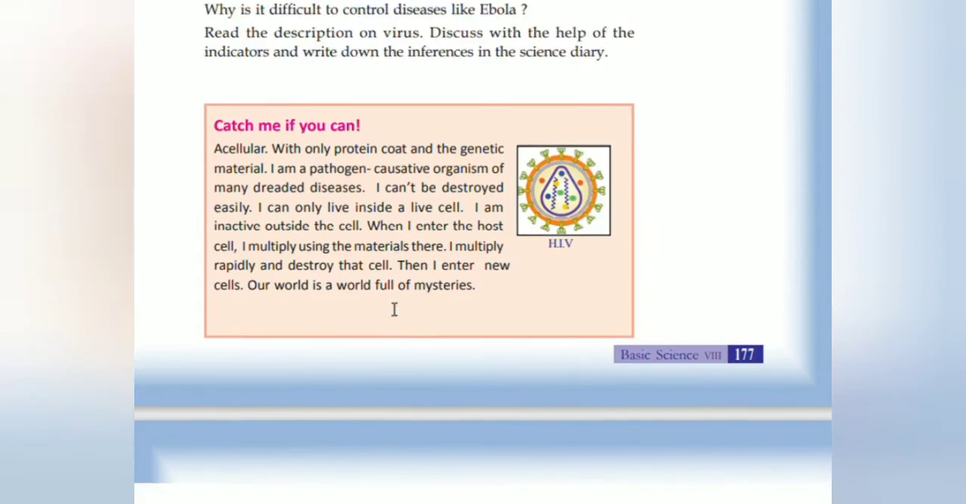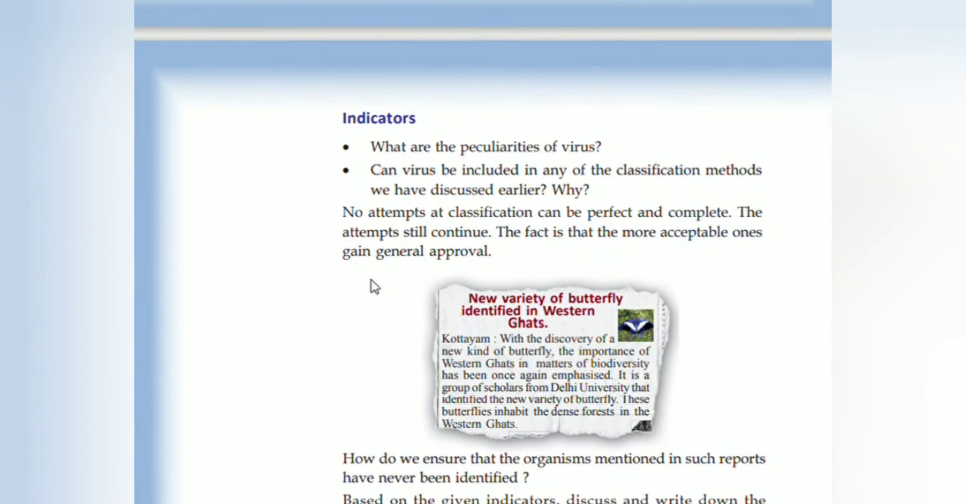Our world is full of mysteries. Indicators: what are the peculiarities of virus? No attempt at classification can be perfect and complete. Attempts still continue. The fact is that the more acceptable ones gain general approval.